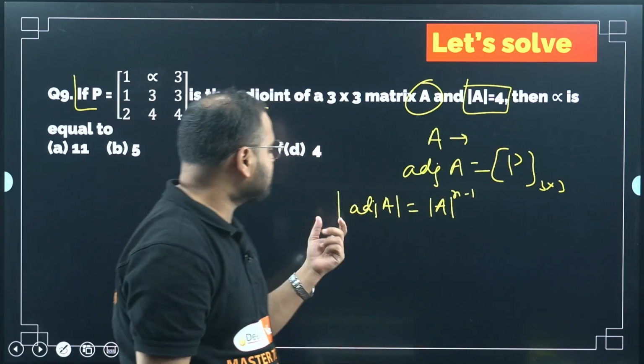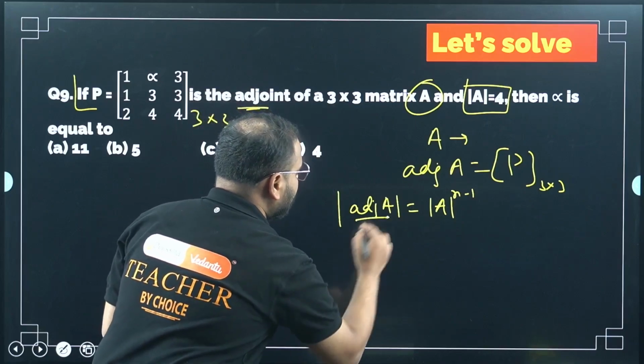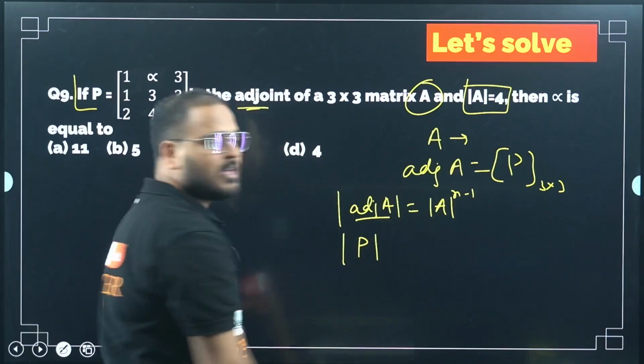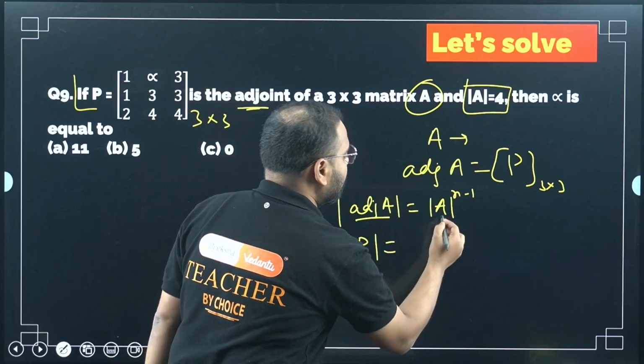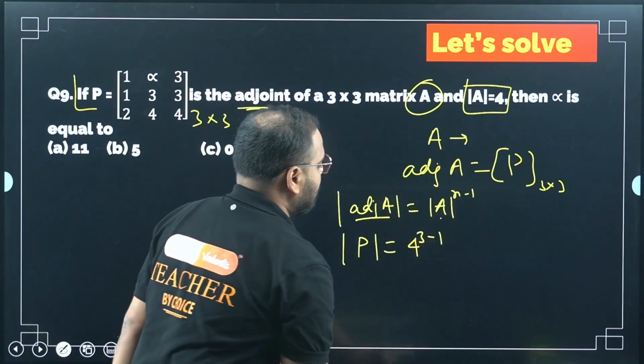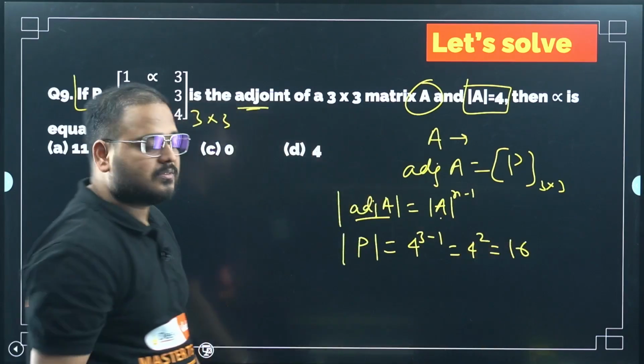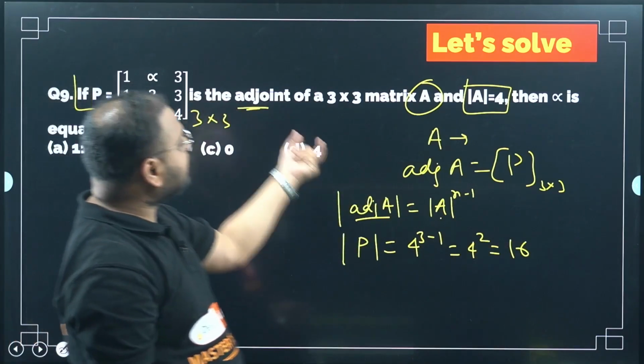How is this going to help us? Do we know adjoint of A? Yes sir, P. So instead of adjoint of A, I can write it as P. And this will be what? This is simply 4. What is n? 3 minus 1. Simply how much? 4 square. How much is that? 16. So check here. P is an adjoint of A.